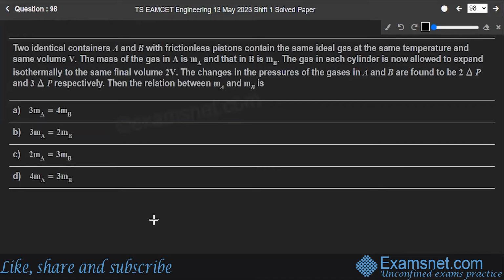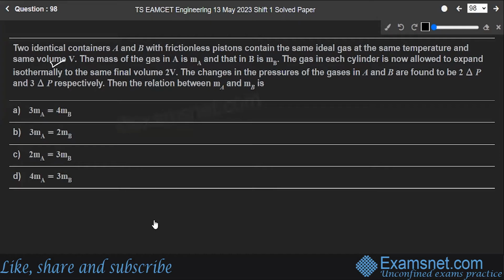Two identical containers A and B with frictionless pistons contain the same ideal gas at the same temperature and same volume. The mass of the gas in A is MA, in B is MB. The gas in each cylinder is now allowed to expand isothermally to the same final volume 2V. The changes in the pressure of the gases A and B are found to be 2 delta P and 3 delta P respectively. You have to find out the relation between MA and MB.